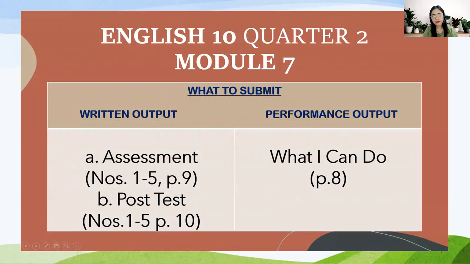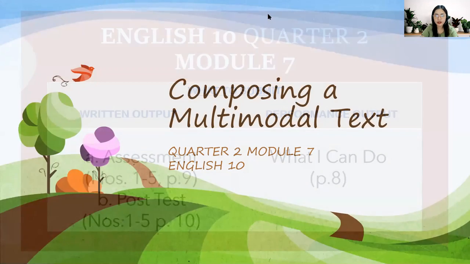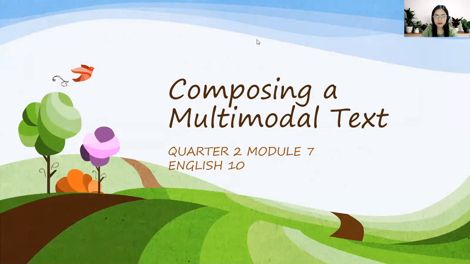Okay? And these are the outputs that we expect from you. Written outputs are the assessment and post-test. That's on pages 9 to 10. Performance output is the what I can do. Let me show you that. So we can discuss what you have to do with this. Okay, let me just share to you the copy of the module.